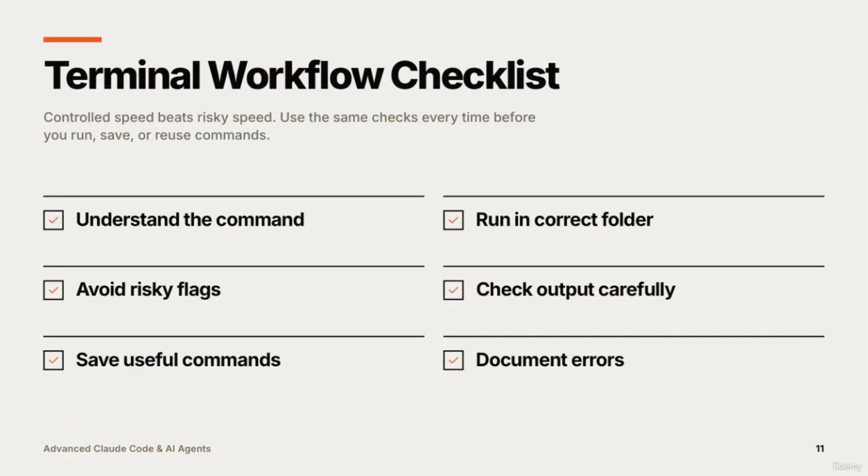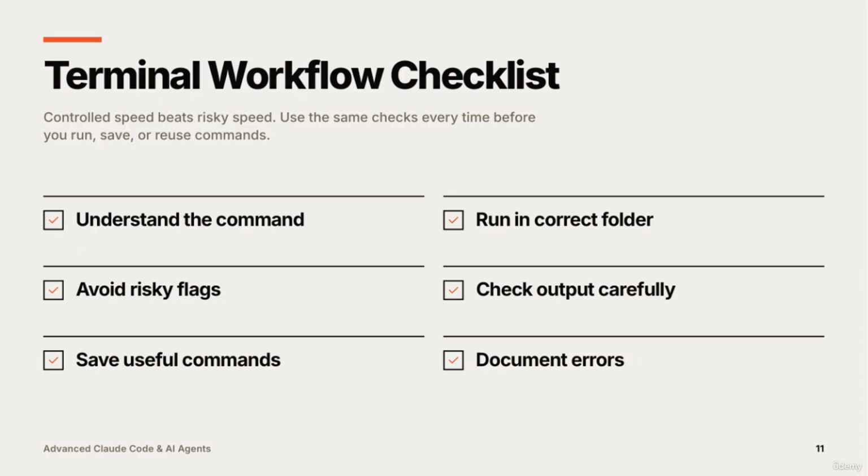When working with terminal commands, it's crucial to follow a consistent workflow checklist to avoid costly mistakes. First, controlled speed is better than risky speed. That means you should take your time to perform the same checks every single time before running, saving, or reusing any commands. Always make sure you fully understand what the command does. Running a command without understanding it can lead to unexpected results.